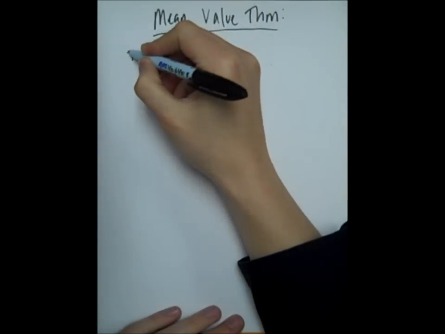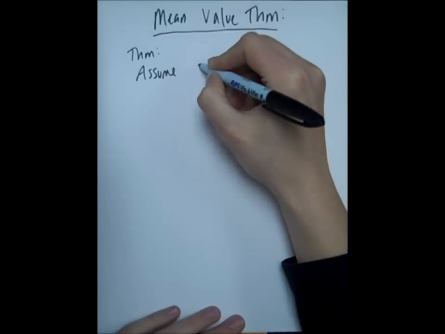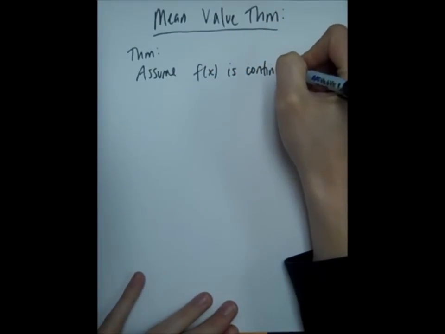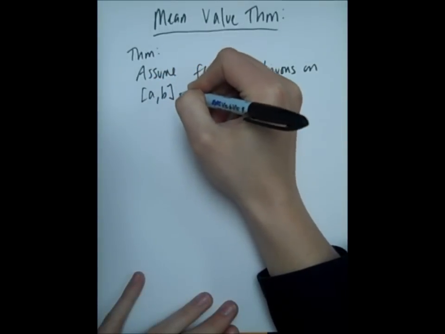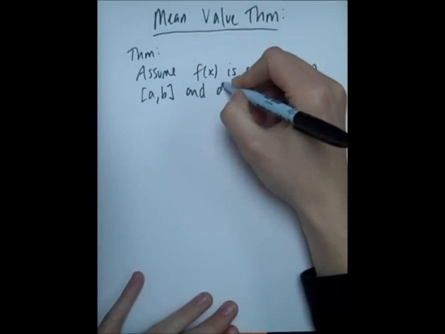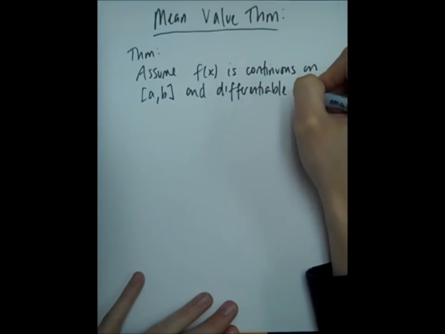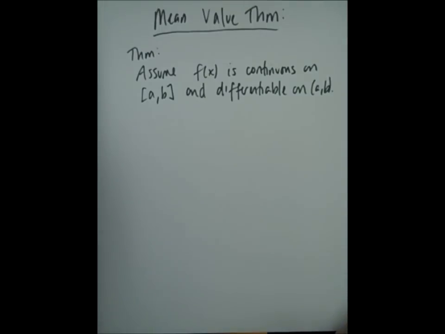What this says is, let's assume that f of x is continuous on the closed interval from a to b and differentiable on the open interval from a to b. So the same qualifications that we needed for Rolle's theorem we're going to use here. I need my function to be continuous and I need it to be differentiable.